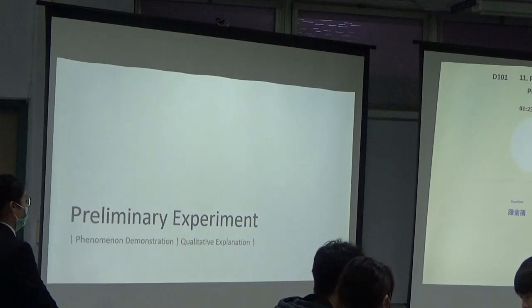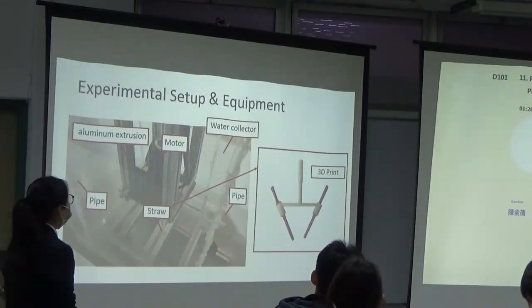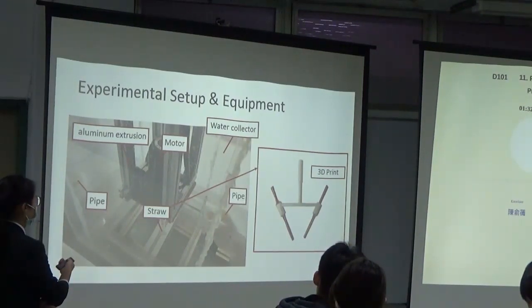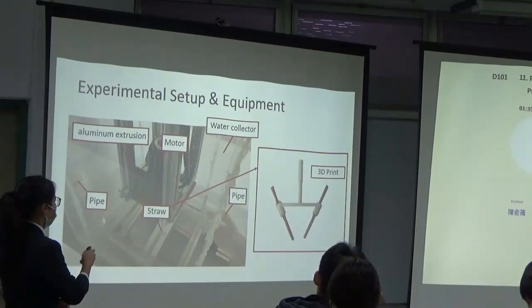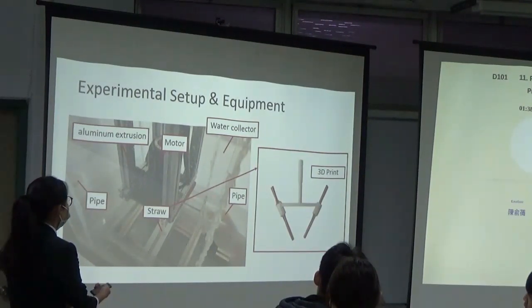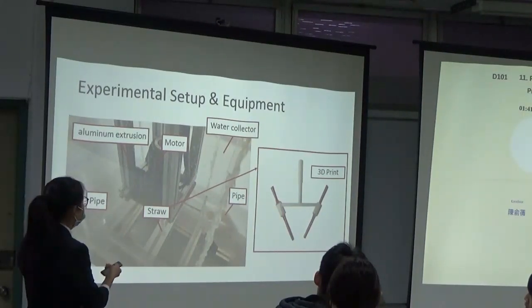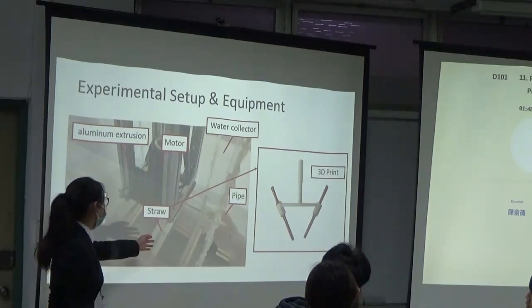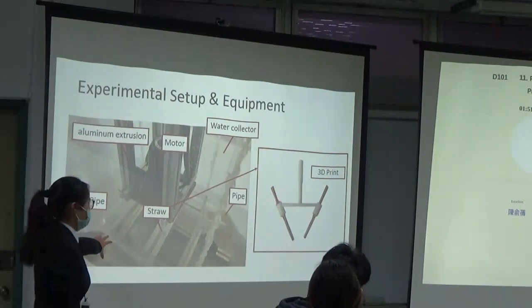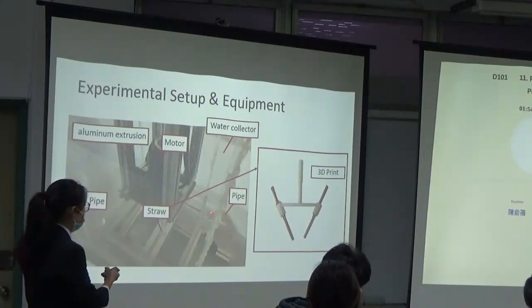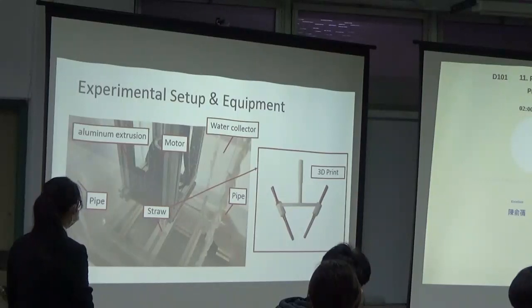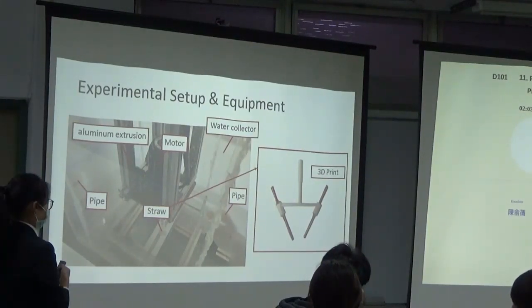For the preliminary experiment, for our experimental setup and equipment, we use aluminum extrusion to support the motor and to make sure it's stable on our setup. And also we use plastic to make a water collector. The water pumped by the straw will fill into this collector and then go down through the pipe which was here and then go out to the break peak. And then this pipe was for the extra water to flow out of it.